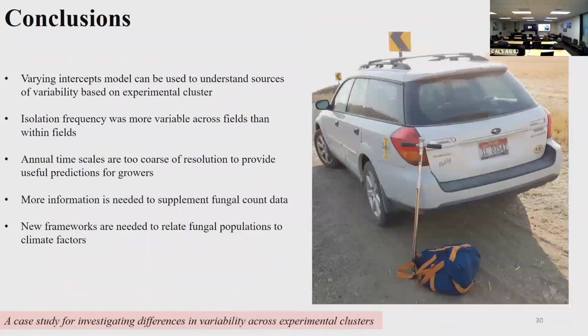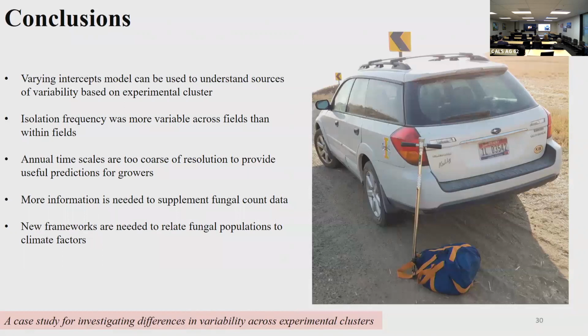So just in conclusion for this one, there's nothing stopping anyone here from doing a similar approach where you have different experimental units in your data and you're trying to see where the variability comes from. For me, isolation frequency, even though it was quite noisy, was still more variable across fields than the noise that I saw within the field.